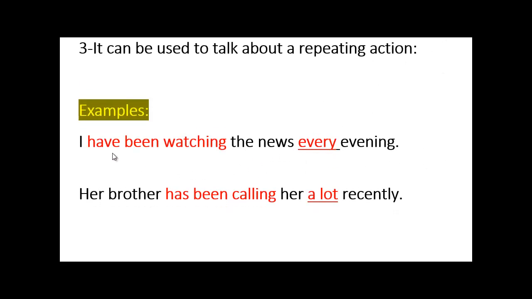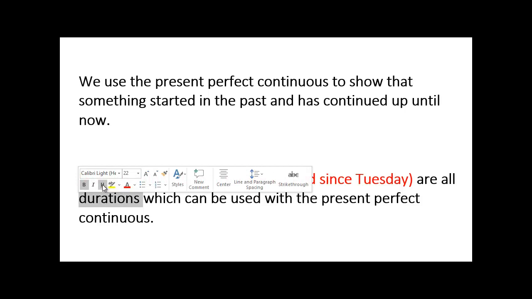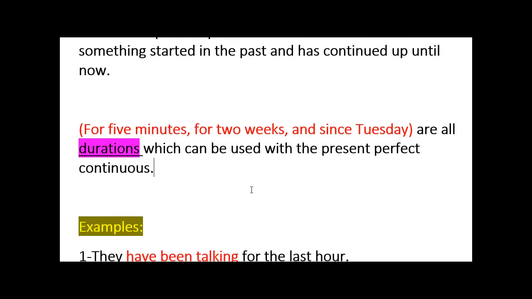So we also use the present perfect continuous. Again, we use the present perfect continuous to show that something started in the past and has continued up until now: for 5 minutes, for 2 weeks, and since Tuesday. You see the words for and since are all duration. Remember that, guys, please.